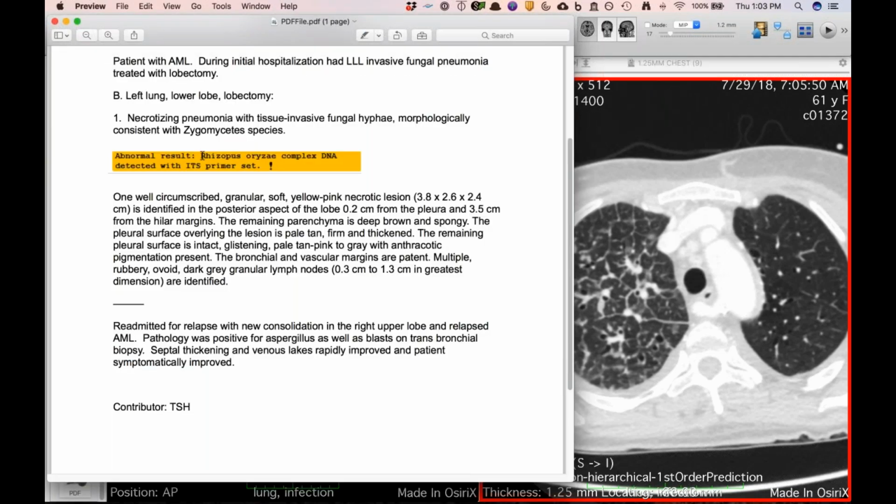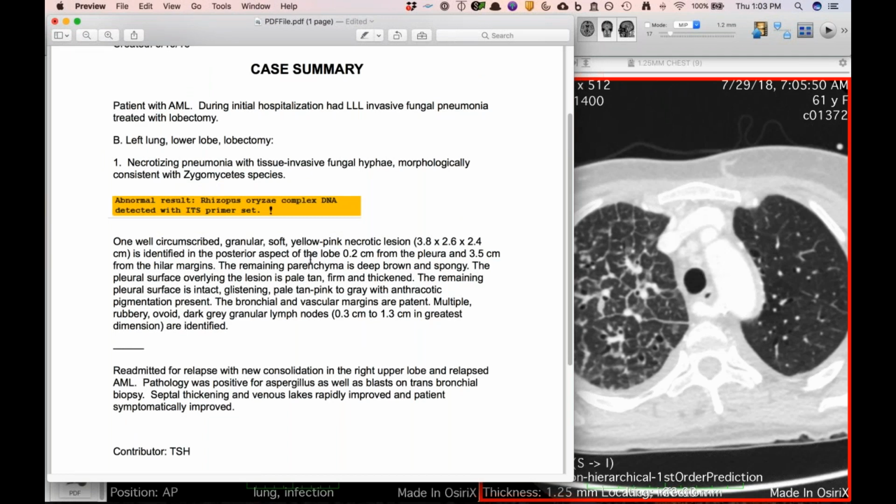So we will, and then this was just the report. So the first one was Rhizopus. I don't know, David, you're the microbiology expert here. That's a new one for me. Yeah, but it is of the zygomycete family.